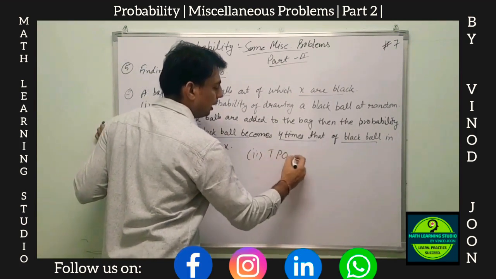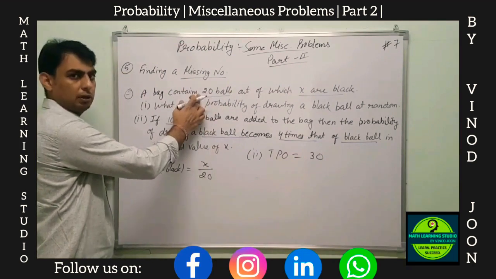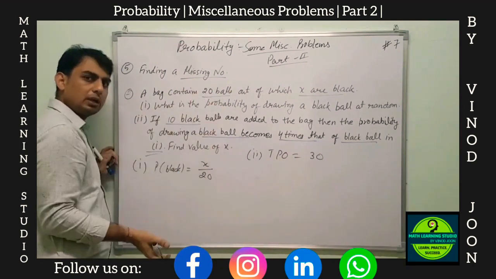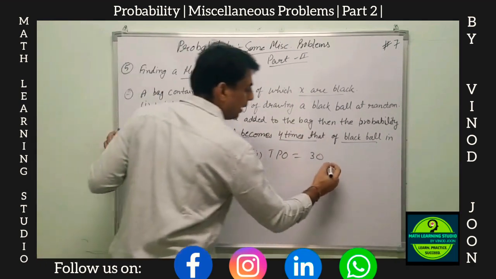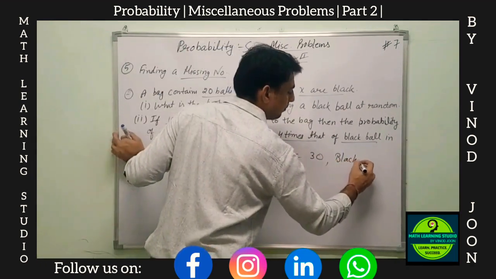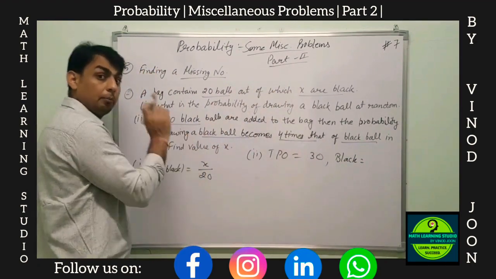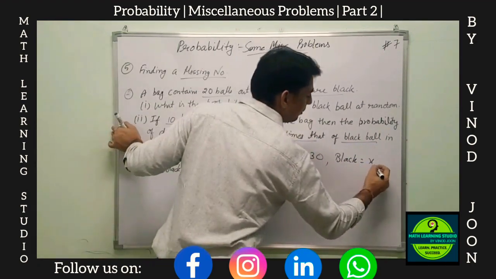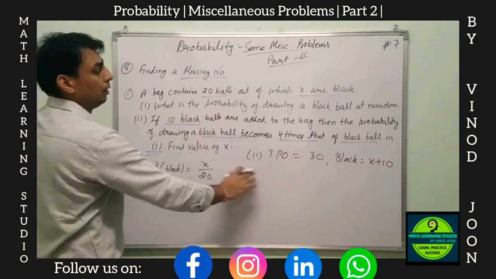Total possible outcomes becomes what? 30. Why 30? Because 20 balls are already there. 10 black balls are added. So 10 plus 20 becomes 30 possible outcomes. And black balls, earlier there were X black balls, now 10 black balls add करी गई हैं. So it becomes X plus 10. यहाँ तक समझ में आया.